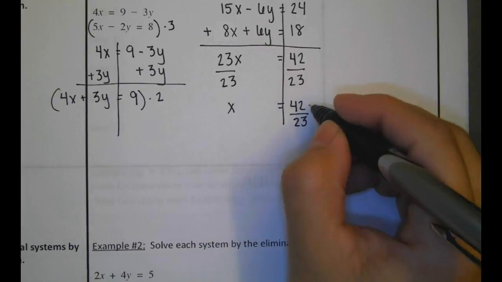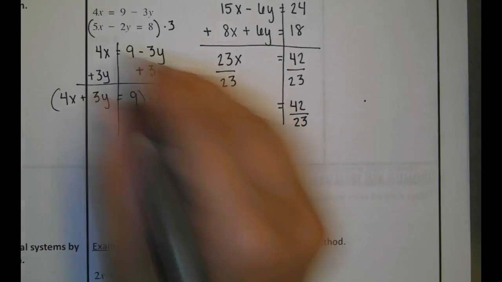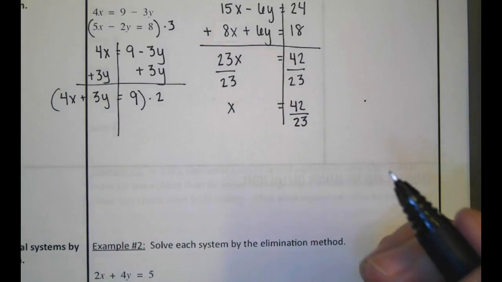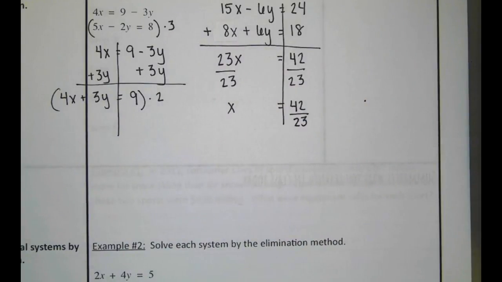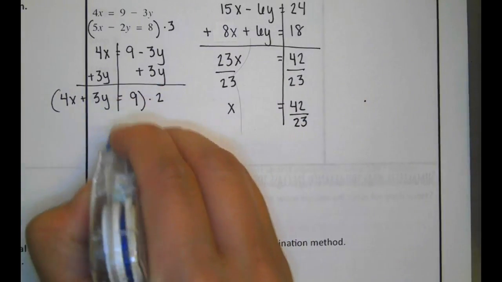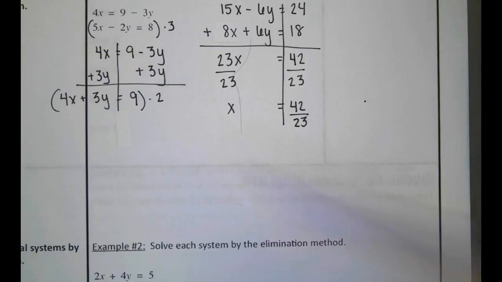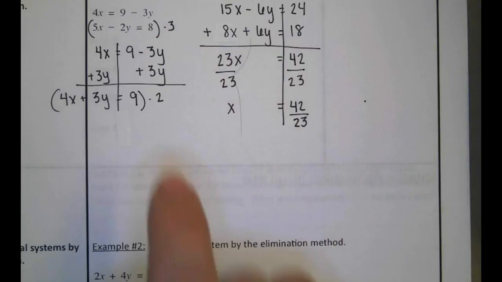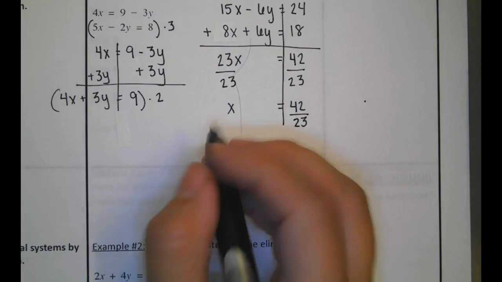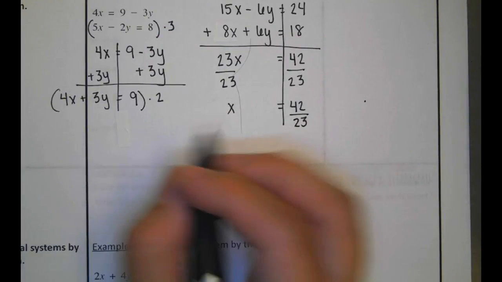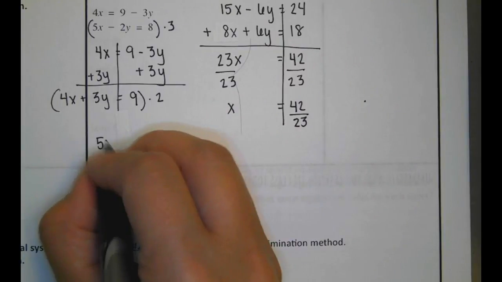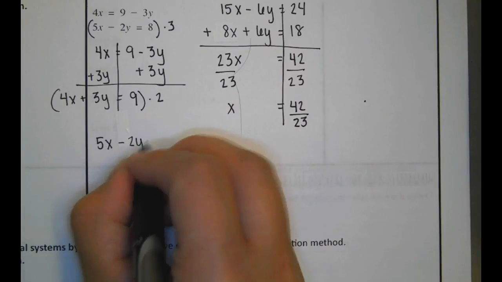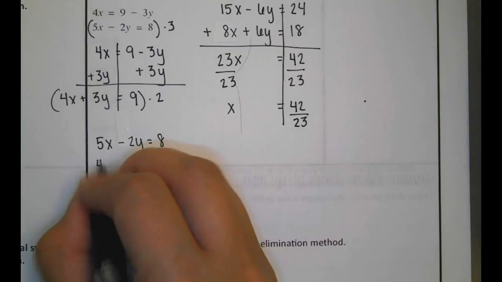Alright, at this point there are two different ways you can proceed. You could plug this weird fraction into one of the equations and then solve for y, and you will get the right answer. When I get weird fractions like this, I actually prefer to go back to the step where I multiplied by 2 and 3, and instead multiply in such a way that will eliminate my x so I can solve for y.